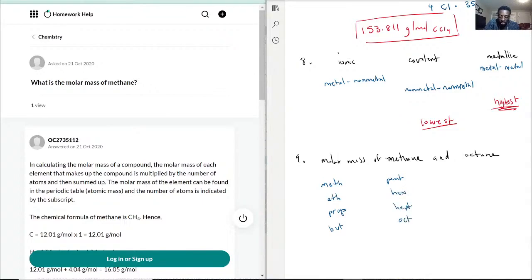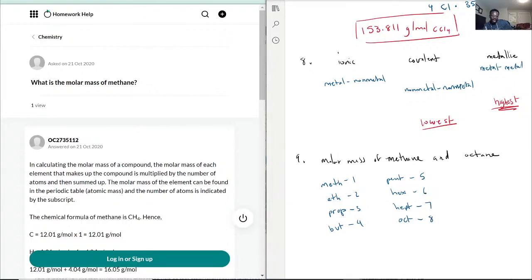and oct, and then 9 is non-, and 10 is dec-. Usually it stops at octane, so I'll just stop there for now, but in your book it might go further. These are the most important ones, at least to me. Meth is 1, eth is 2, prop is 3, bute is 4, pent is 5, hex is 6, hept is 7, and oct is 8.